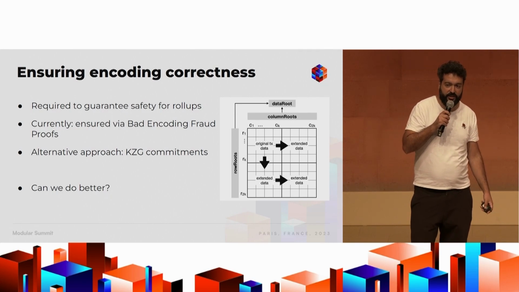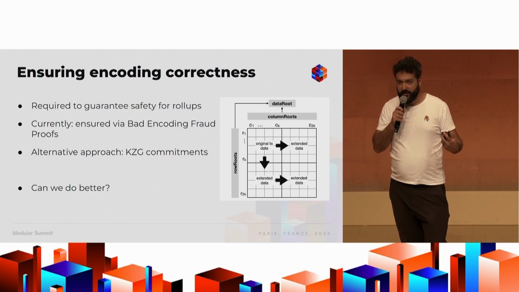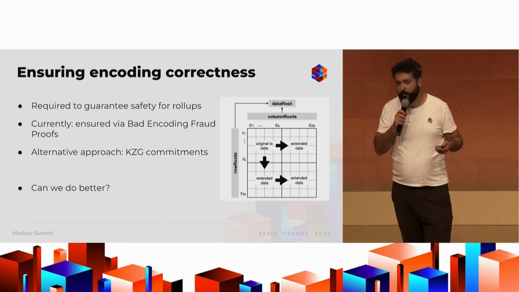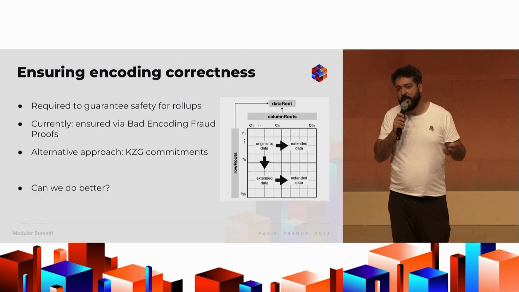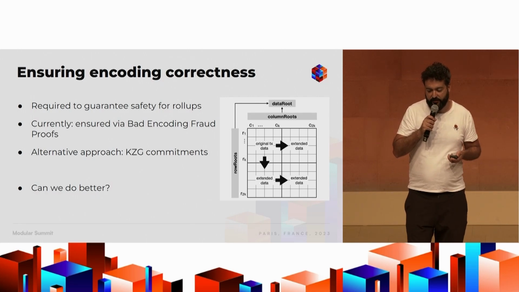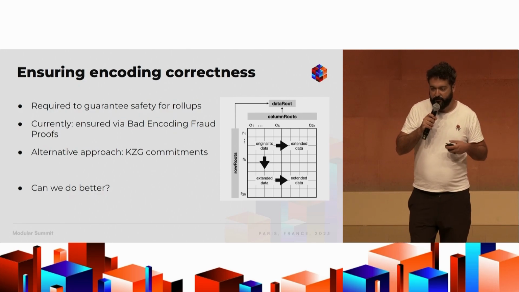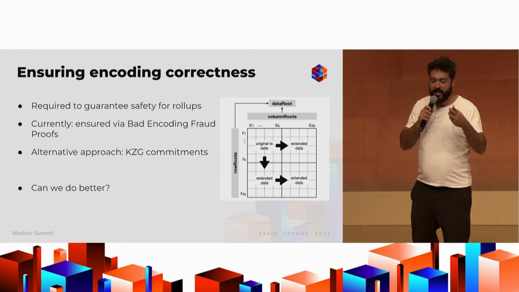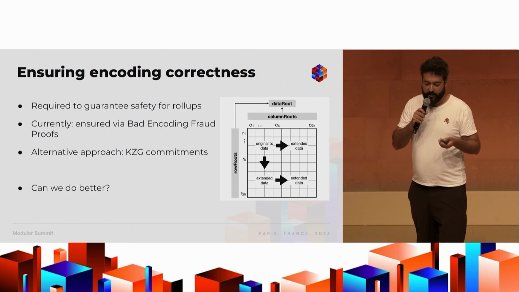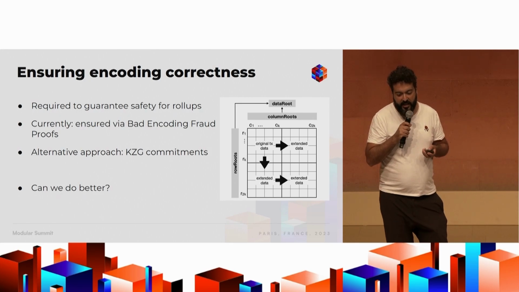So how do we ensure this currently? We have a fraud proof type that is called bad encoding fraud proof that every node can generate, that downloads either the whole block or even a row or several rows are sufficient. They can verify that the data matches the data root and can generate a fraud proof if that's not the case. That has the downside that theoretically light nodes need to wait for such bad encoding fraud proofs to not happen to ensure full finality of the block, right?